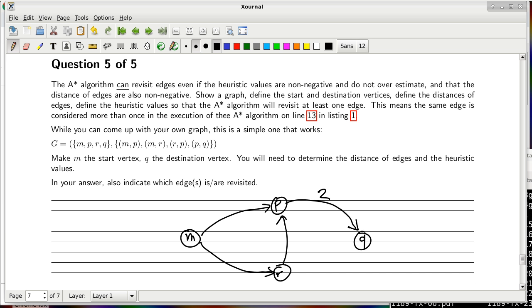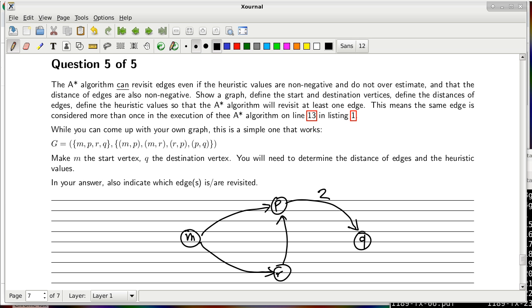So that means the cost of the edge from M to P versus the length of the path from M to R, then to P, they have to be different. Because if they were the same, then we have two paths of identical length, and we know the A star algorithm is not going to revisit something just because they have equal length. It has to be less than. So they have to be different.